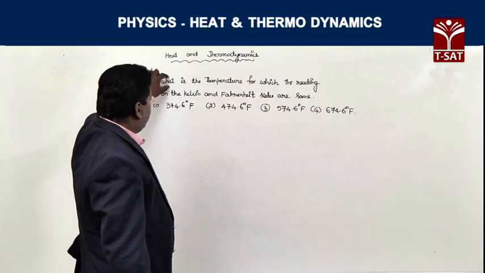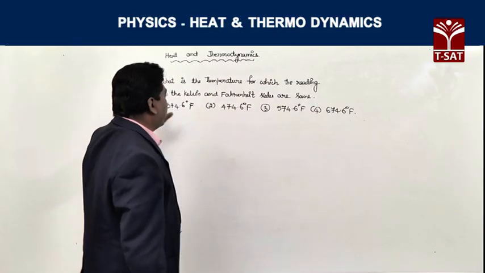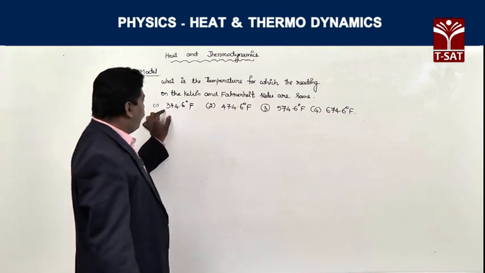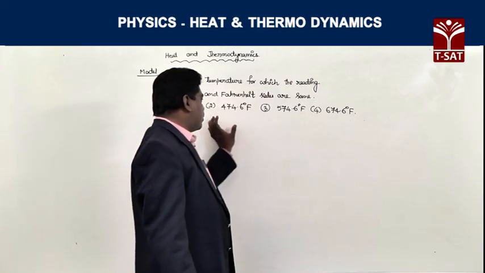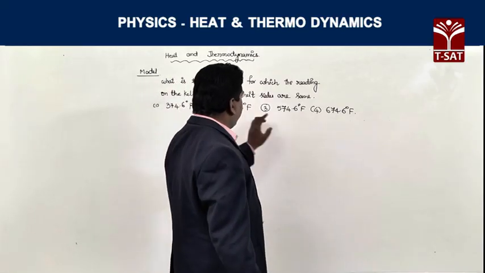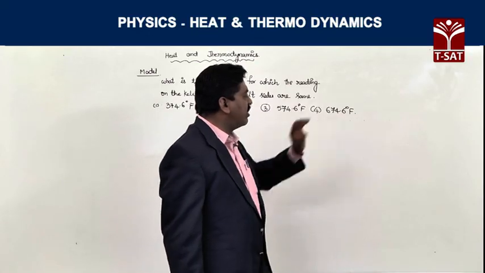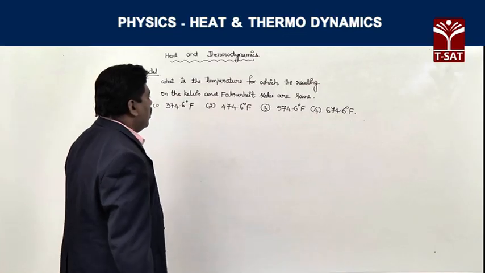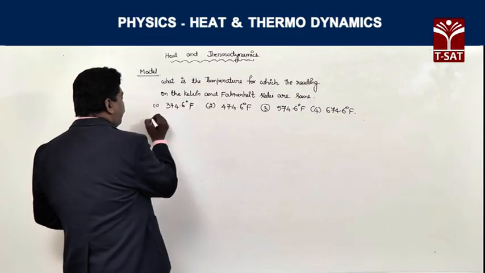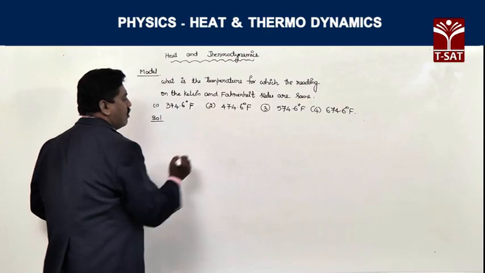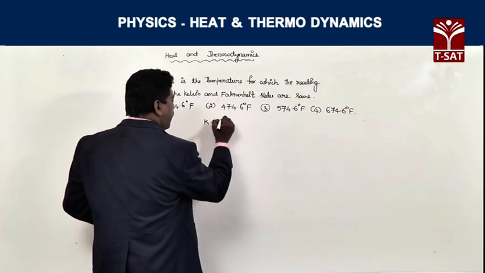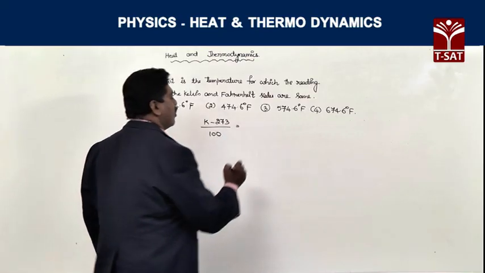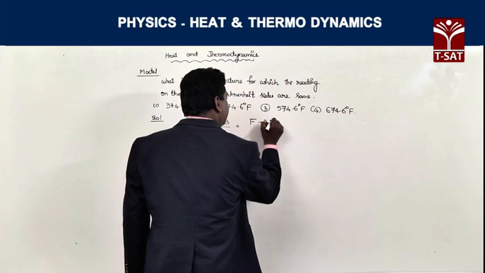What is the temperature for which the readings on the Kelvin and Fahrenheit scales are the same? The options given are 374.6 degree Fahrenheit, 474.6 degree Fahrenheit, 574.6 degree Fahrenheit and 674.6 degree Fahrenheit. For this problem, we consider the formula K minus 273 divided by 100 is equal to F minus 32 by 180.